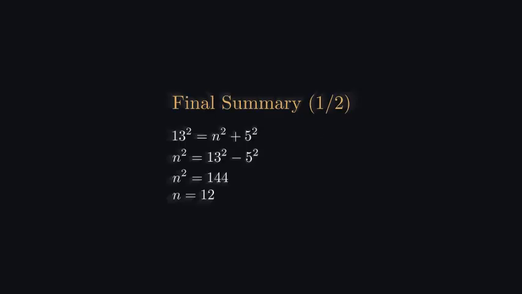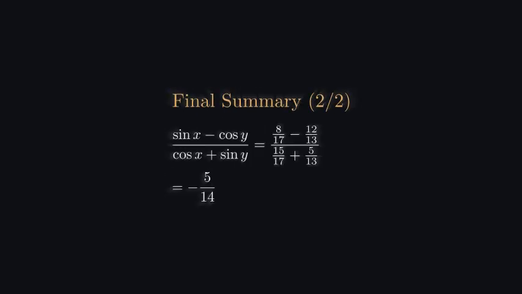To summarize, 13 squared equals n squared plus 5 squared, so n squared equals 13 squared minus 5 squared, which equals 144. N equals 12. The key equations are shown on the screen. To summarize, equals minus 5 over 14. The key equations are shown on the screen.